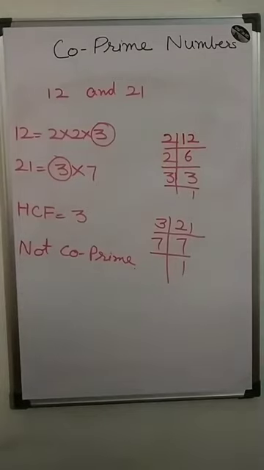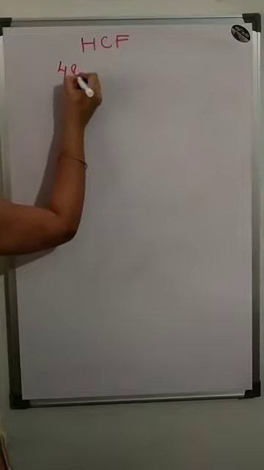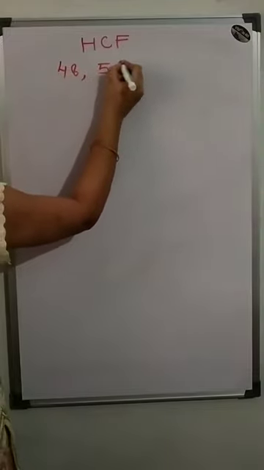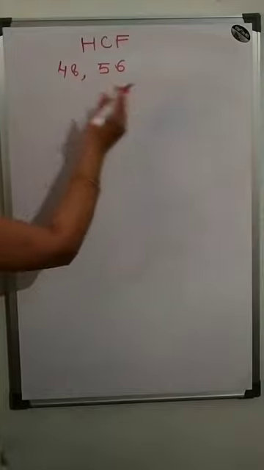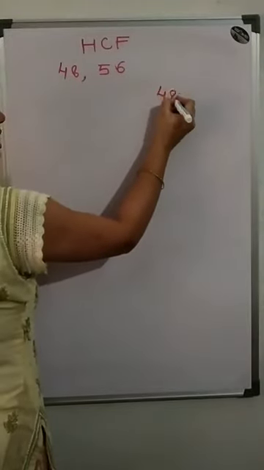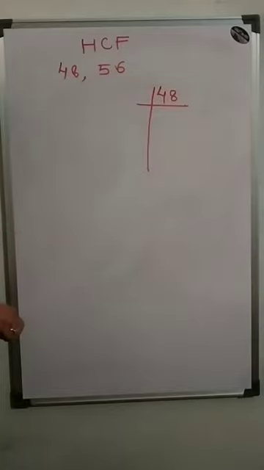Okay. Now I will explain HCF by prime factorization method. Suppose you have the numbers 48 and 56. Then how do you find the HCF by prime factorization method? First we have to calculate the prime factors of these numbers. So first I am finding here 48, and 48 is an even number, so it is divisible by 2.